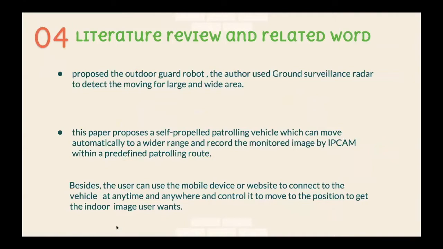Proposes the outdoor guard robot. The author uses ground surveillance radar to detect moving targets over a large unmanned area. This paper proposed a self-propelled patrolling vehicle, which can move automatically to either range and record the monitored image by AB cam within a predefined patrolling route.